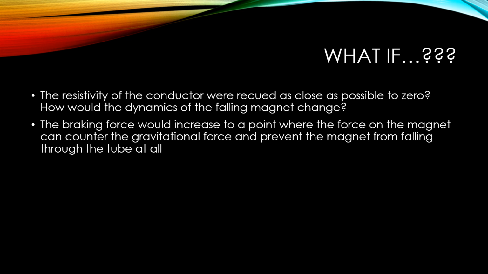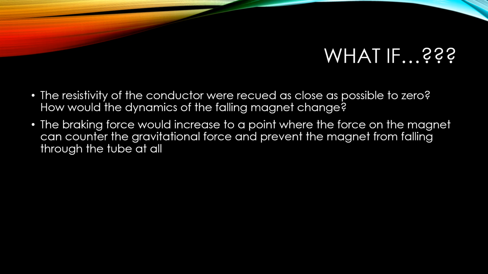So what if the resistivity of the conductor was reduced to as close as possible to 0, how would the dynamics of the falling magnet change? The braking force would increase to a point where the force of the magnet can counter the gravitational force and prevent the magnet from falling through the tube at all, and therefore it would kind of be levitating at the top.